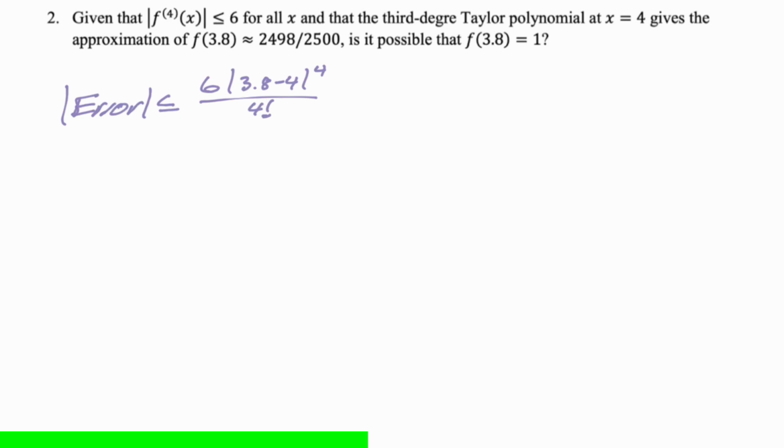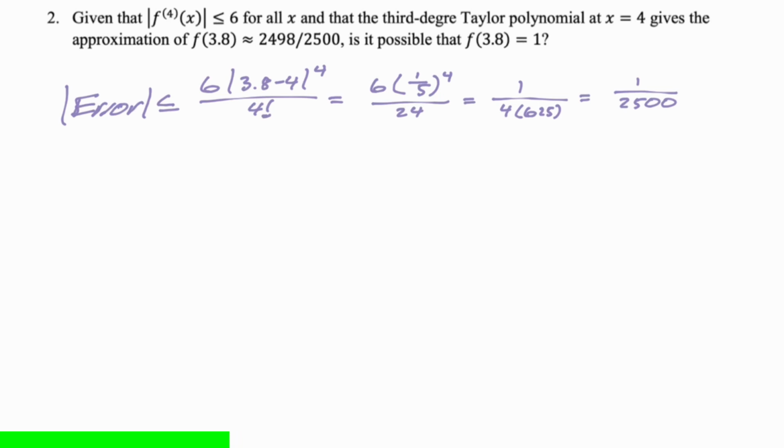This we have to actually work with because we need to see if the answer could be 1. So 3.8 minus 4 is 0.2, which is 1/5. I think it's always easier to use fractions on these. You might differ. And 4 factorial is 24. So 6 over 24 is 1/4. And then 5 to the 4th is 625. So we have this. So this is 1 over 2500.